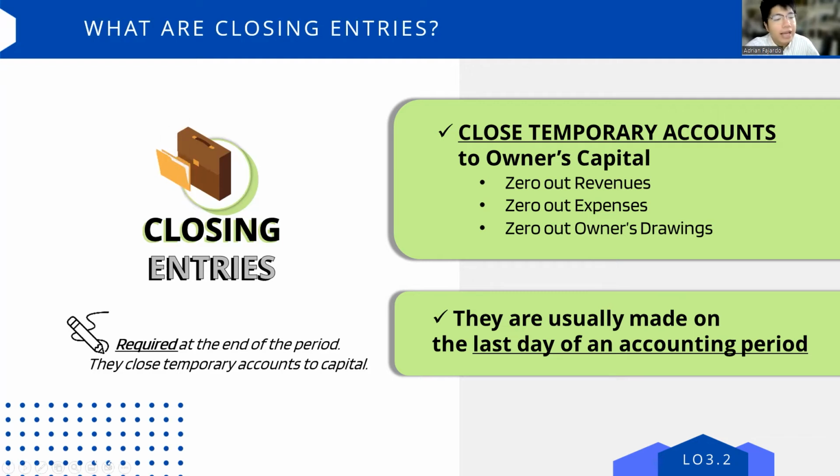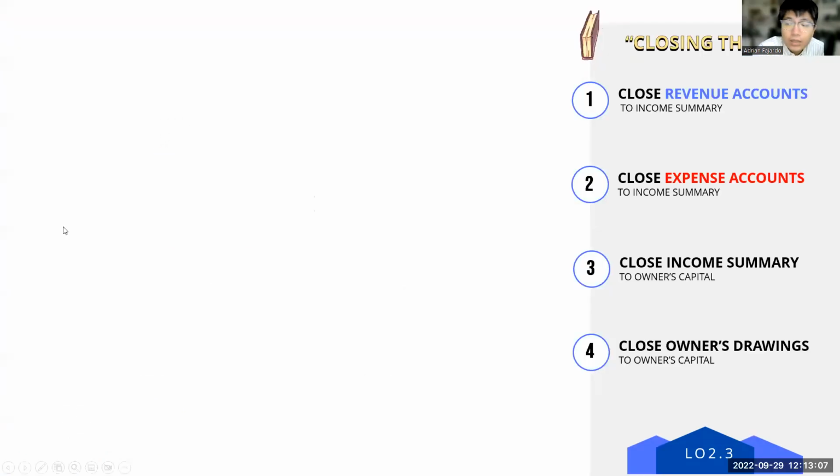So you already know, last day of an accounting period, first thing you'll do, you make adjusting entries, right? And then from there, you create your adjusted trial balance. And then don't forget, there's a second step. You create your closing entries. So now, let's take a closer look at how to actually close our books.